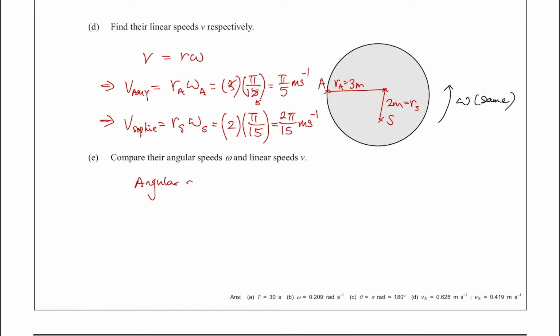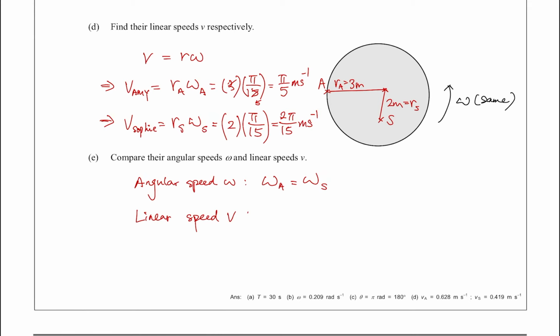For angular speed omega, for both Sophie and Amy, they are the same because they are rotating at the same angle per second. They are on the same roundabout, merry-go-round. So the angular speed is the same.